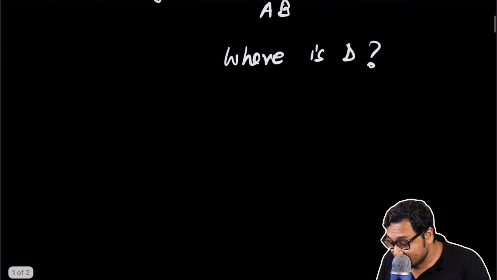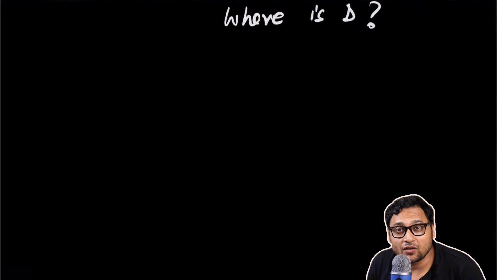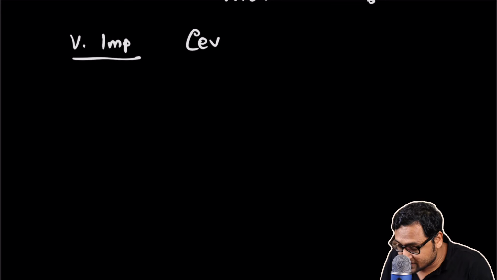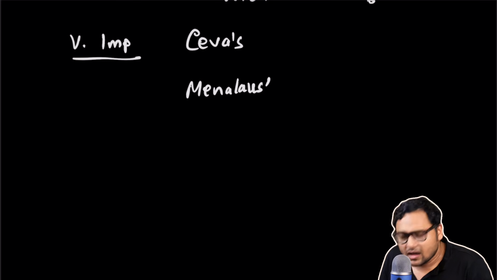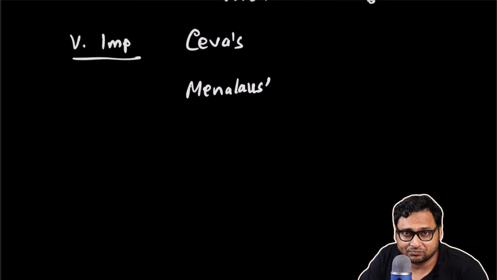Now, let's look at a very beautiful application of this idea of harmonic conjugates. There are two very important theorems in geometry. One is known as Ceva's theorem, and the other one is called the Menelaus theorem. A lot of Olympiad problems are actually built on these.